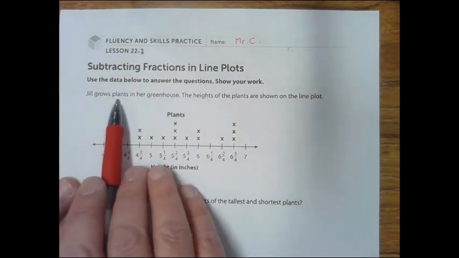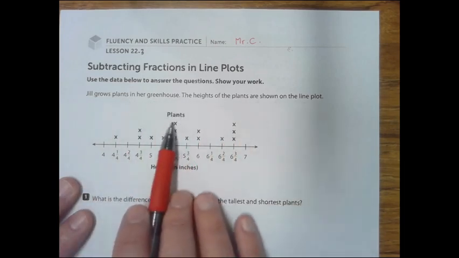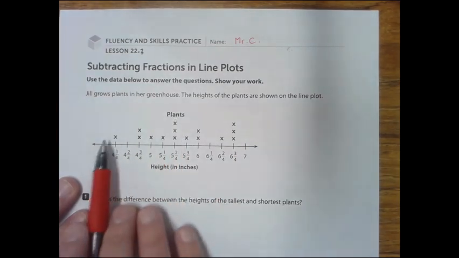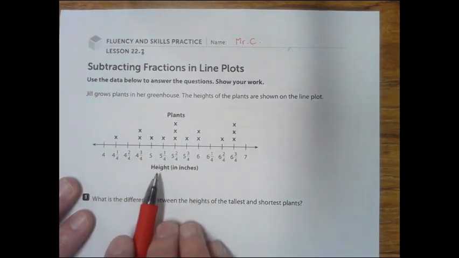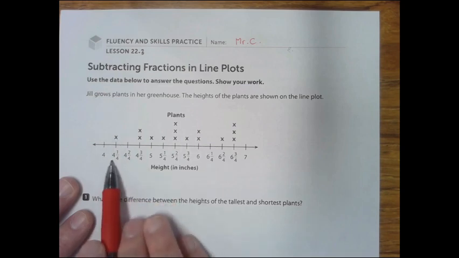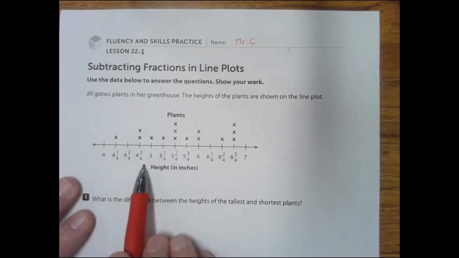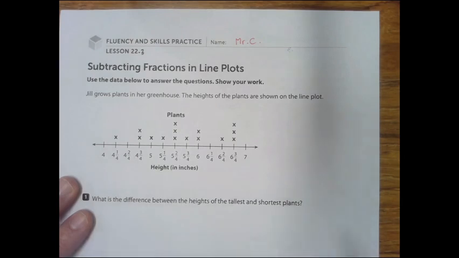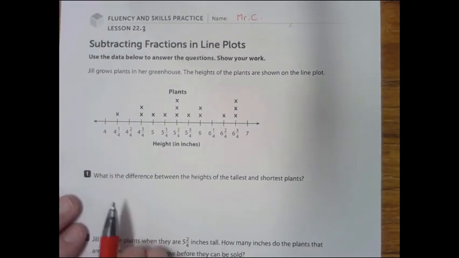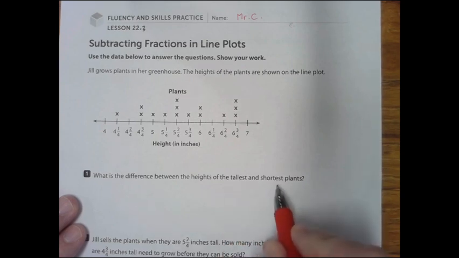Jill grows plants in her greenhouse. The heights of the plants are shown in the line plot. The title here is plants. These are all her plants, and these are the different heights in inches. Like she has one plant that's 4 1/4 inches tall, and then she has two plants that are 4 3/4 inches tall, and so on. All right, what's the difference between the heights of the tallest and the shortest plants?